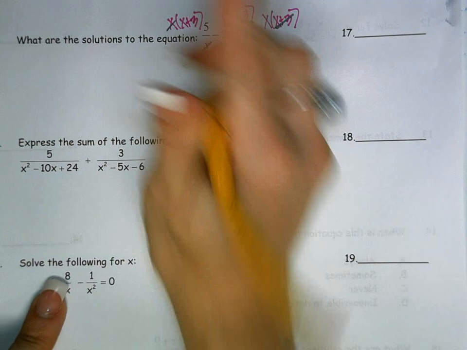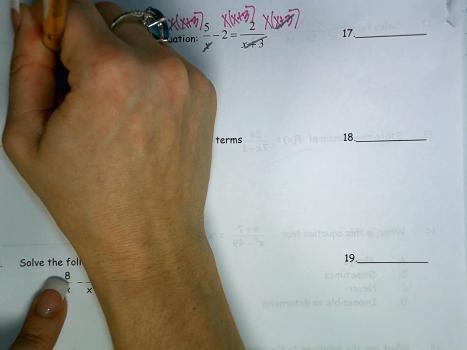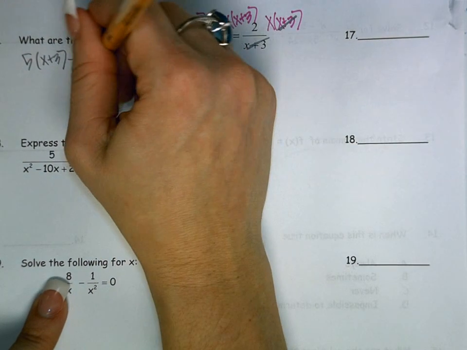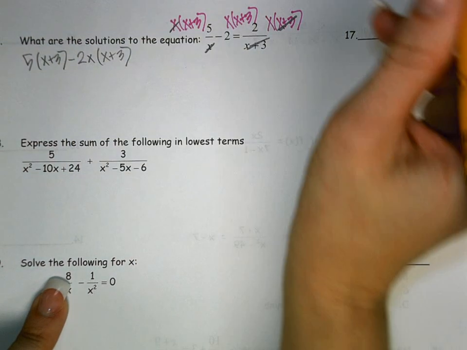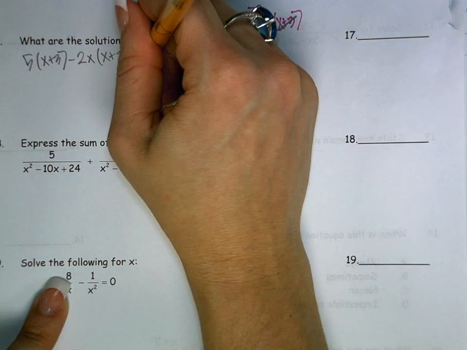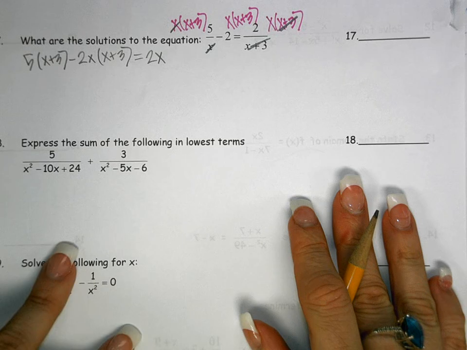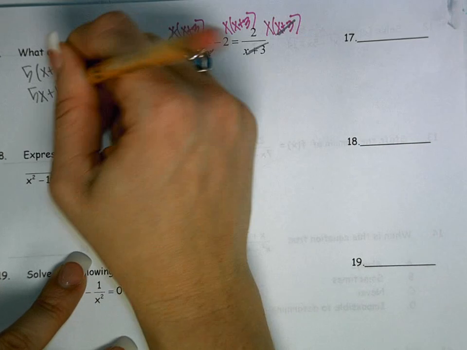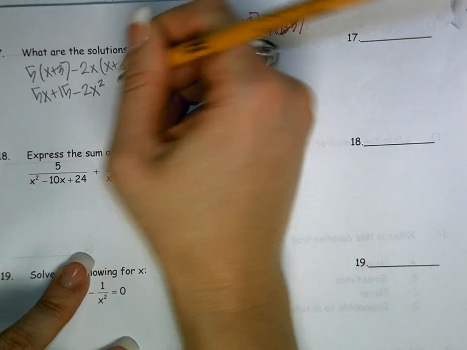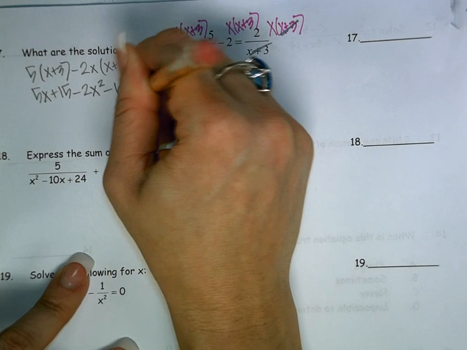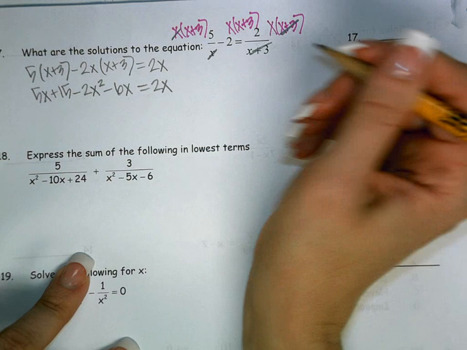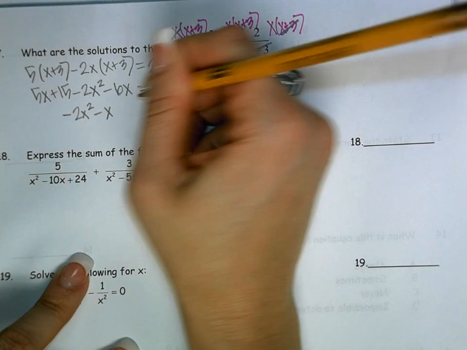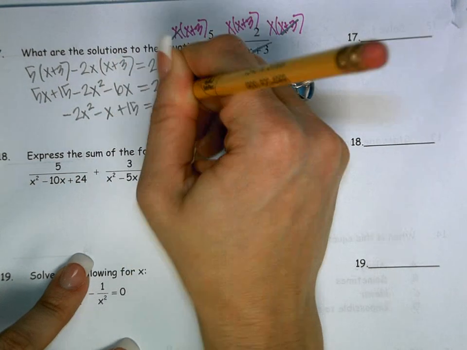So rewrite this. That's 5 times x plus 3 minus 2 times x plus 3 equals 2 times x. So if you distribute through, we got 5x plus 15 minus 2x squared minus 6x equals 2x. Combine like terms, negative 2x squared minus x plus 15 equals 2x.